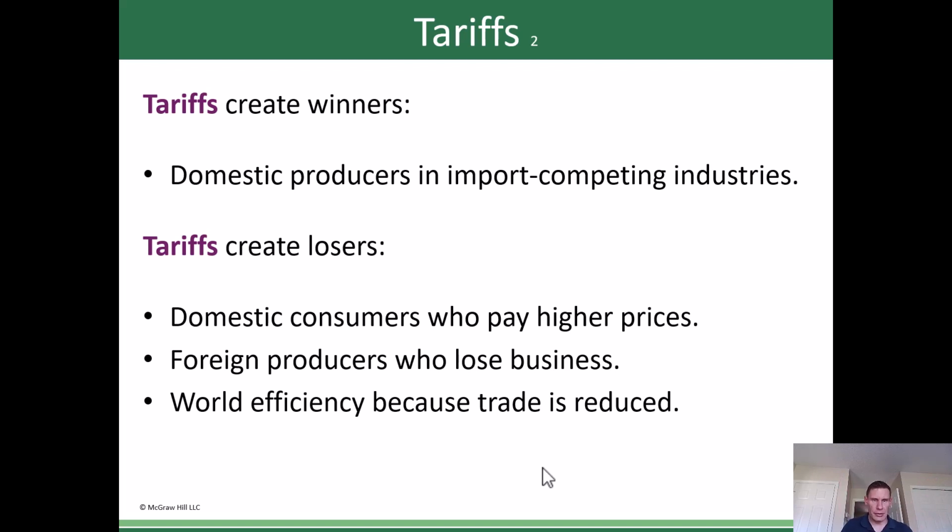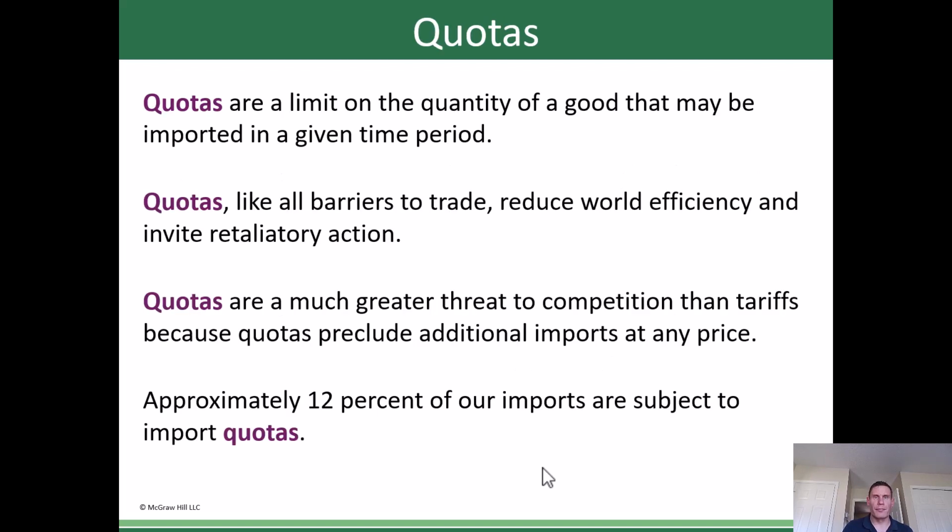And then tariffs also create losers. Domestic consumers, of course, have to pay higher prices. Think about the people in the US, companies, individuals that want to buy steel, they have to pay more for it. Foreign producers, of course, will lose business. Like the Canadians, for example, they could lose business. And then world efficiency is, of course, a loser too, because trade is ultimately reduced.